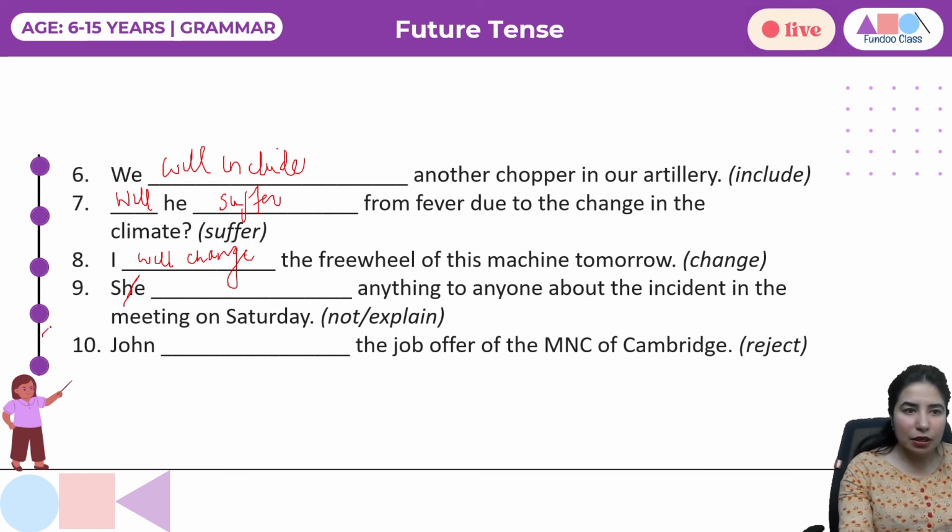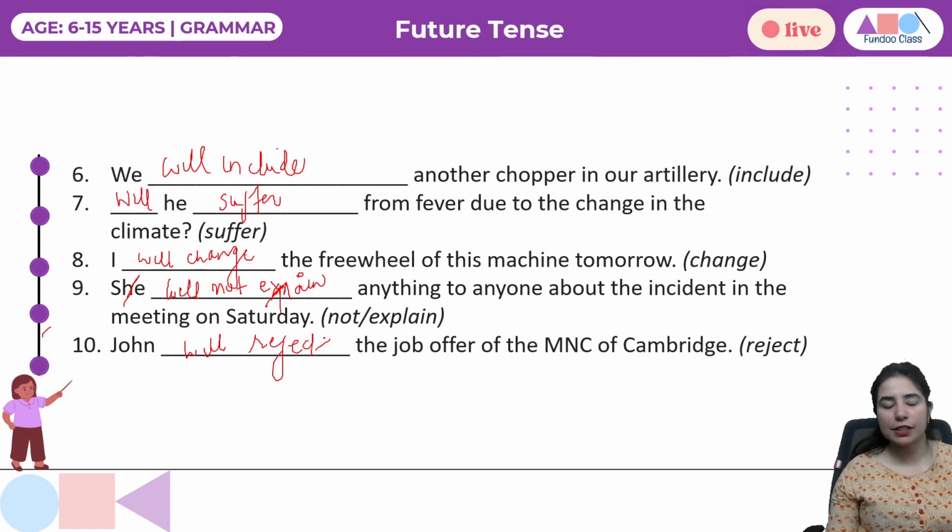She will not explain. So you can see when there is "not" in the bracket, that means you have to make a negative sentence, right? And let's see, John will, what will John do? John will reject. Oh, that's strange, the job offer of the MNC of Cambridge, John's choice, right?